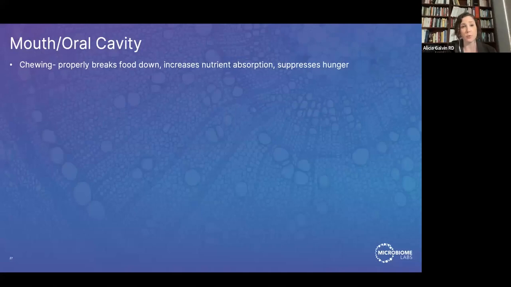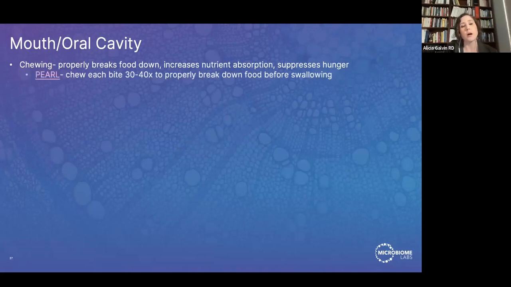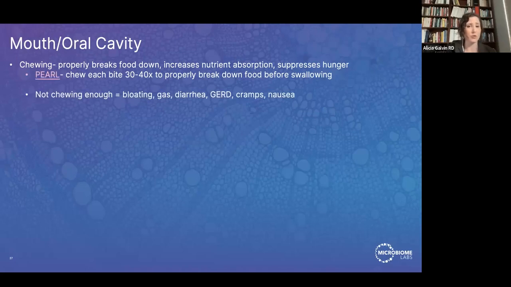All right, now with the mouth and the oral cavity. Chewing is super important. I'm sure we all could be better with our chewing. I know I could be, but we need to chew really well. Each bite about 30 to 40 times to properly break down food before swallowing. If we're not chewing enough, we're probably going to have more bloating, gas, diarrhea, GERD, cramps, and nausea. Those are some very low-hanging fruit for some of your clients. If they're having a lot of these struggles, the first thing you can do is look at how much they're chewing.